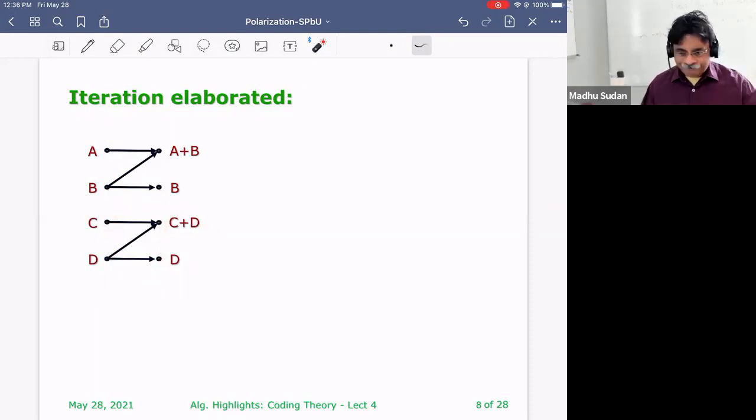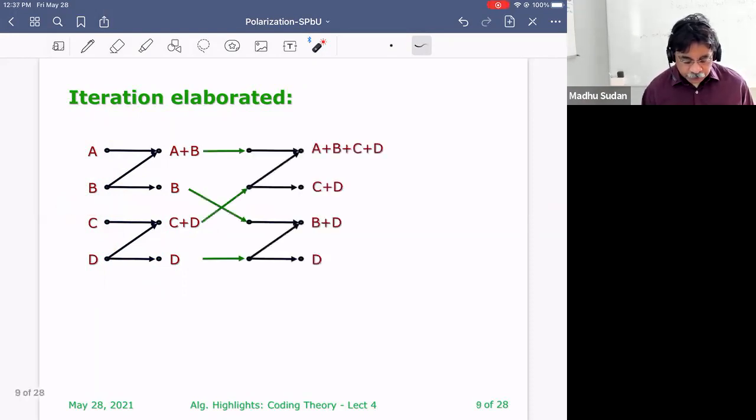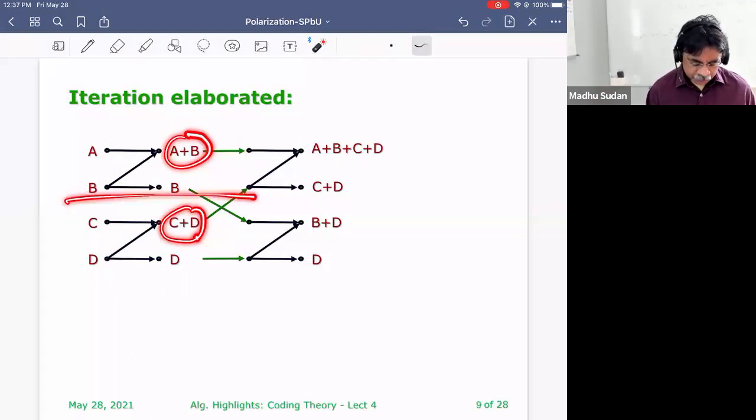But this is just repeating the process on 2 independent sets, and they have not been correlated yet. Next, what we will do is to correlate the 2. And to correlate the 2, let me redraw the thing. So these green arrows are just moving the bits around. They're not doing any operation. A plus B and C plus D are both identical types of bits. And furthermore, they're independent of each other, right? Because this comes from the top half, that comes from the bottom half. The top half has nothing to do with the bottom half.